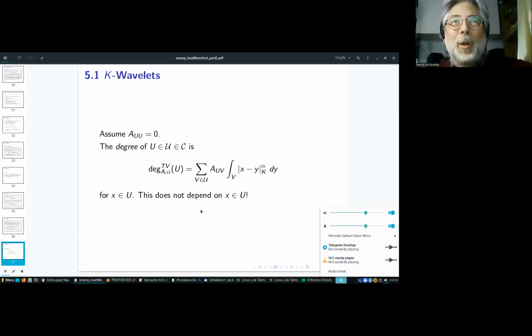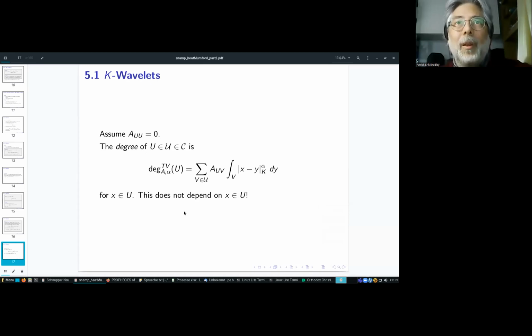So the degree of u is, in this case, just the integral over where you fix u, or x in u. And so this becomes a sum over A_UV, integral over v times the distance between u and v, where v is summed over. Remember, right? Because v and u are always disjoint, because the diagonal element is 0, this will be a function which does not depend on x in u, but just on u. So the degree.